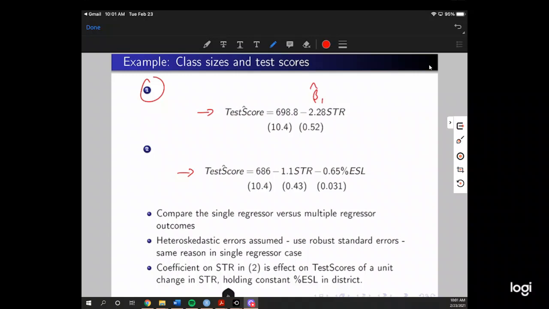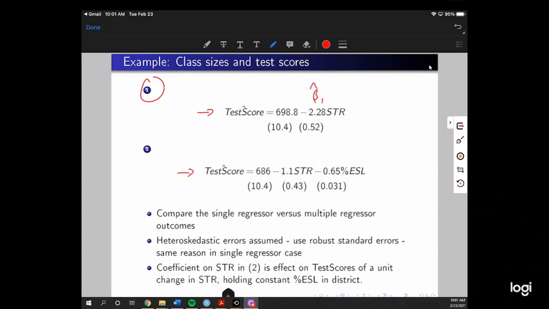Heteroscedastic errors are assumed, so we use robust standard errors for the same reason that we do in the single regressor case. It's just more consistent. We can basically never rule out heteroscedastic errors, so it's always a good idea to use robust standard errors. And then the coefficient on student-teacher ratio in equation 2 is the effect on test scores of a unit change in student-teacher ratio holding constant %EL in a district.